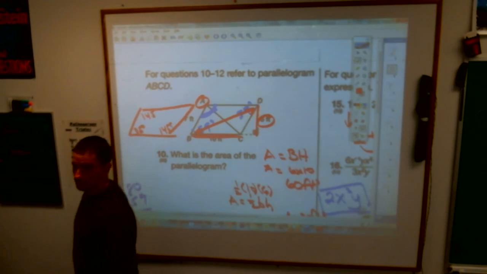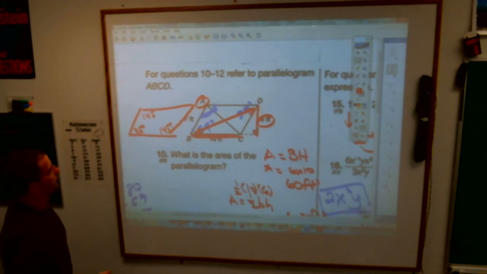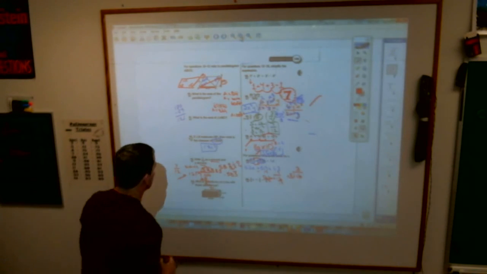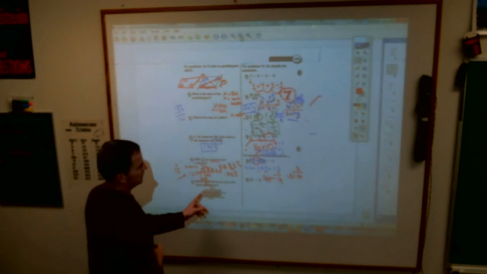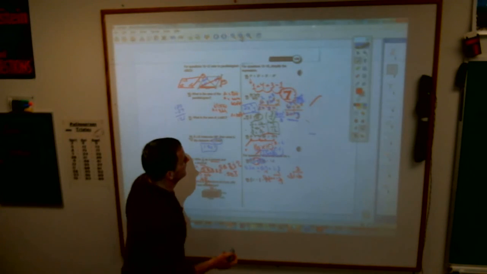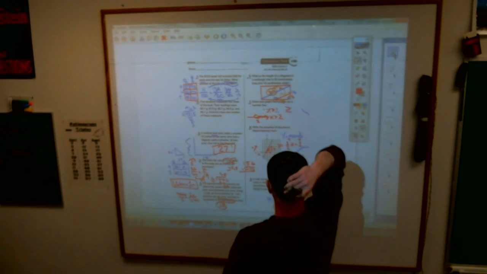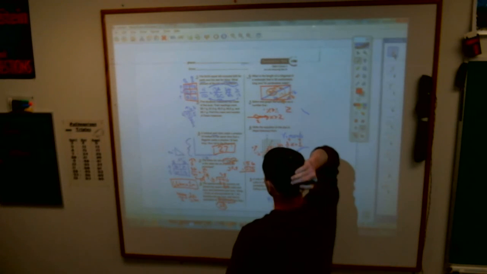Any other ones before we got about 3 minutes here? Which ones didn't we do? We didn't do the volume of the box. How do you find volume of a rectangular prism? You multiply the 3 numbers together. If you got that one wrong, you're struggling a little bit. I think that's just about it.